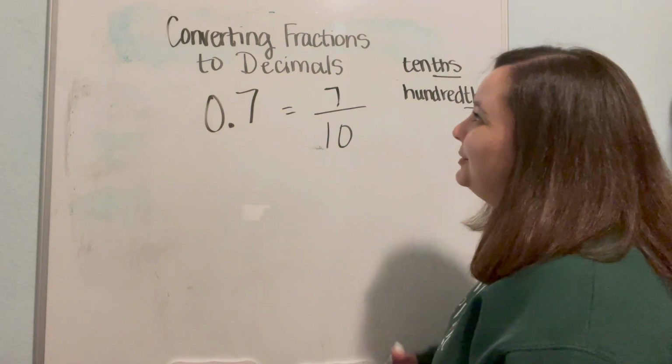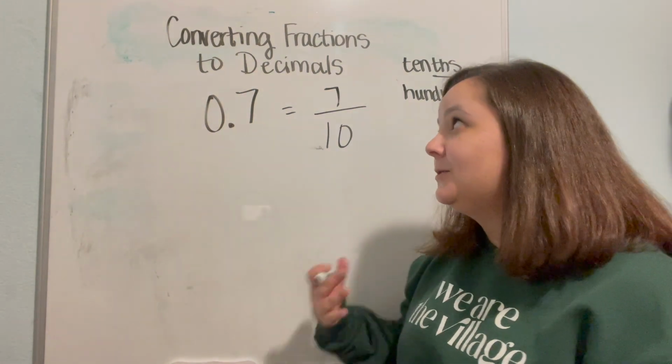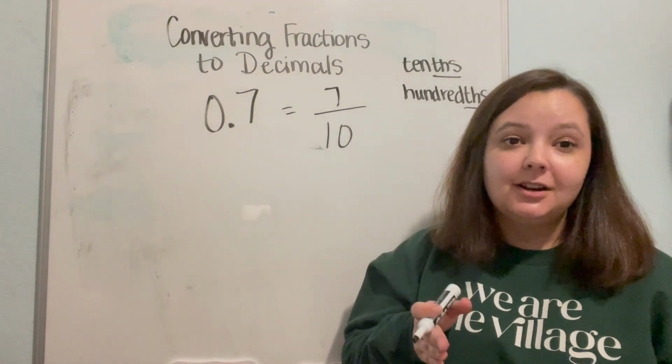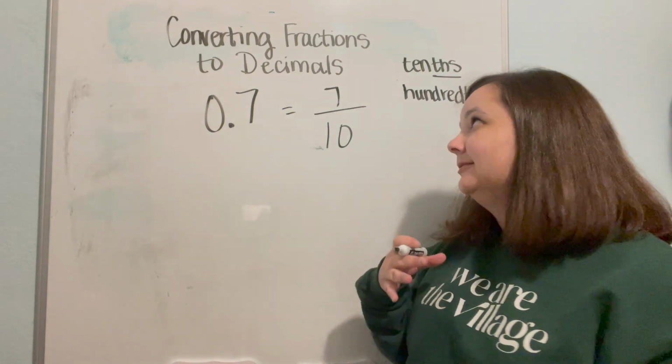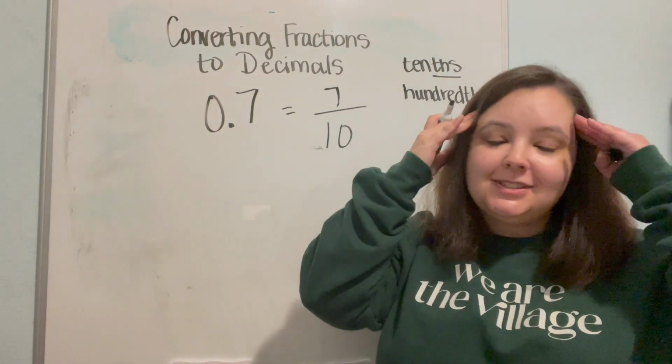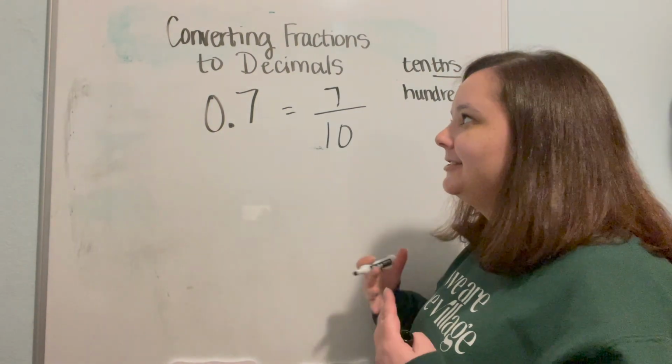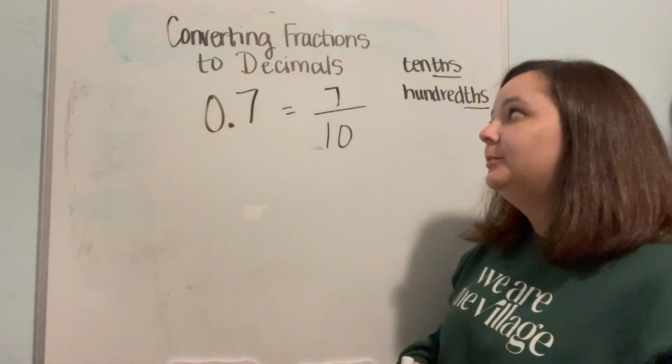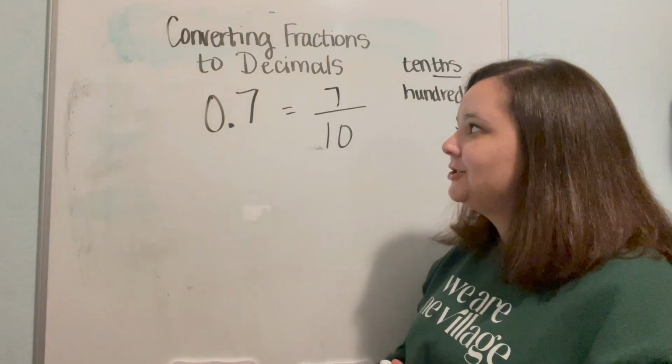So just remember, when you're converting fractions to decimals or decimals to fractions, you need to start by reading it out loud or reading it in your brain and just listening to how you're thinking it or saying it. That will help you convert and to make sure that you're doing it correctly.